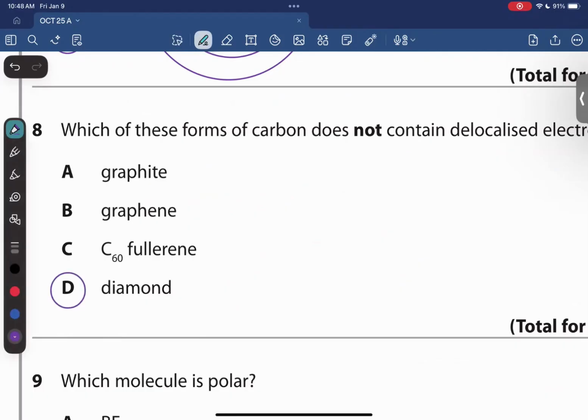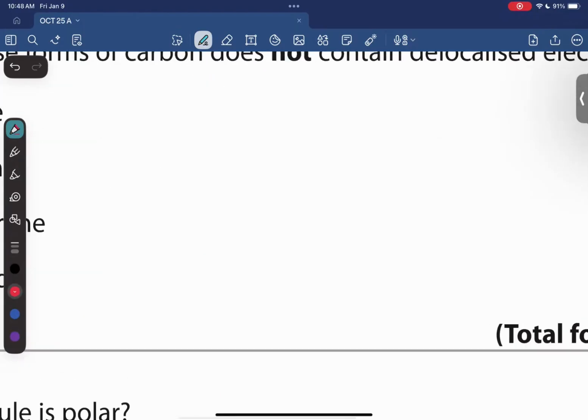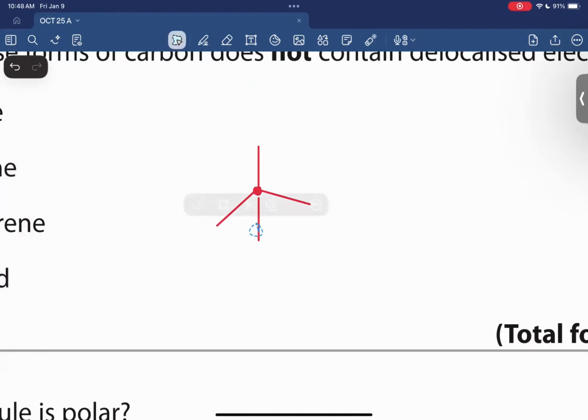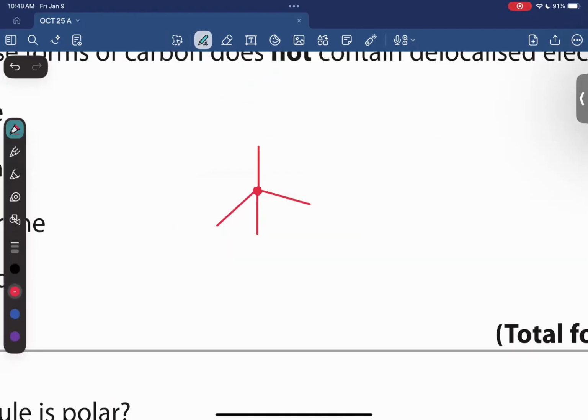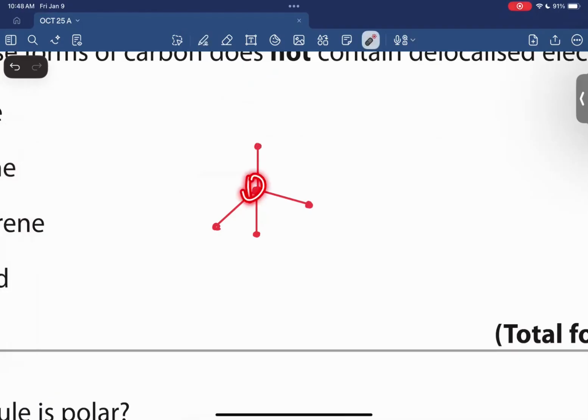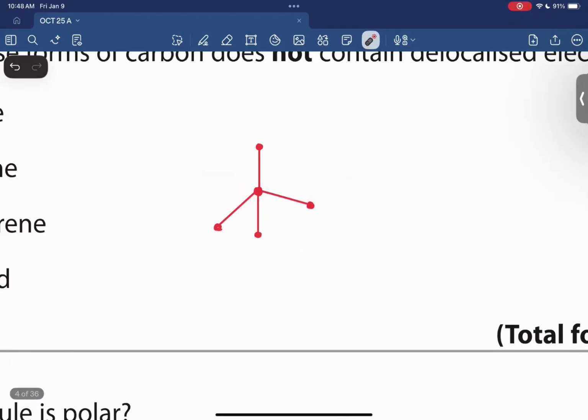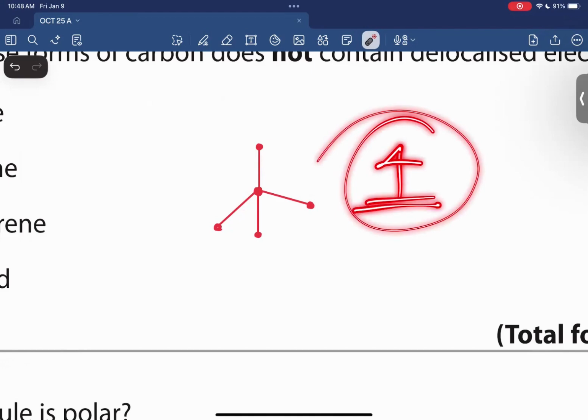Why? Because in diamond, one carbon is bonded to four other carbon atoms in a tetrahedral structure. I'm just showing you one example. The same thing goes for this carbon as well. Now, a carbon has a maximum of 4 electrons in its outermost shell. Since all of the electrons are bonded, it does not have any free electrons.